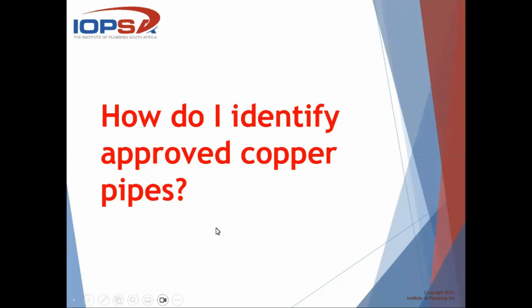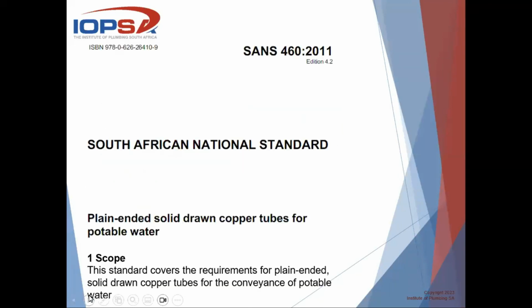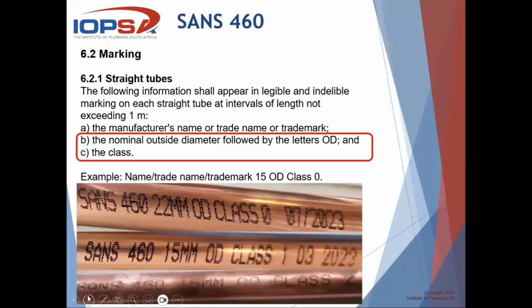So the question would be, how do I identify approved copper pipes? And I think to that end, we will take you to SANS 460 as mentioned in SANS 10252. The scope of SANS 460 is that it covers the requirements for plain-ended solid drawn copper tubes for the conveyance of potable water. So this is the standard that copper pipes need to comply with. So, Harriet, that SANS 460 is a test standard to which copper pipes are tested and need to conform. Yes.